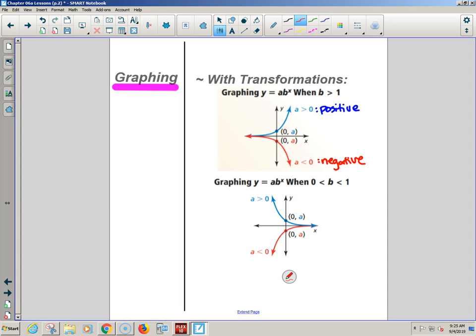Now, hold on. Wait, there's two different graphs. Because this one also has a positive, doesn't it? And a negative? A positive? Wait a minute. This one's swooping down, but not the same way. Right? So what else is different? That's it. That's one way of describing it.